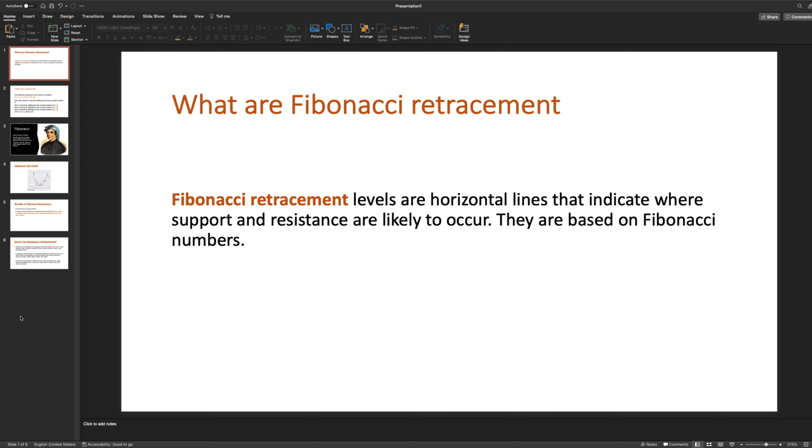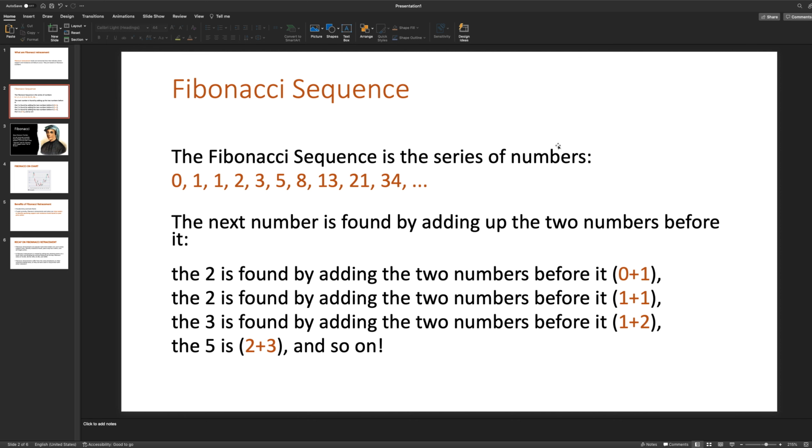What are Fibonacci retracements? Fibonacci retracements are levels or horizontal lines that indicate support and resistance that are likely to occur. And these support and resistance levels are based on the Fibonacci numbers, or if you like, you can say they're based on the Fibonacci sequence. And what are these Fibonacci sequences?